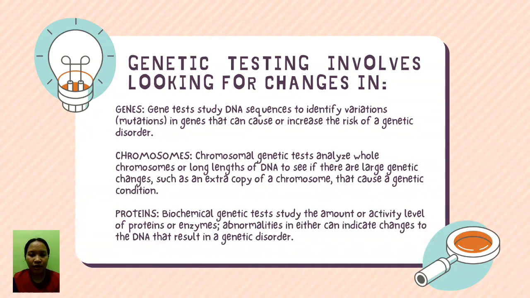Chromosomal genetic tests analyze whole chromosomes or long lengths of DNA to see if there are large genetic changes, such as an extra copy of a chromosome, that cause a genetic condition. And a biochemical test observes the amount or activity level of proteins or enzymes. Abnormalities in either can indicate changes to the DNA that result in a genetic disorder.